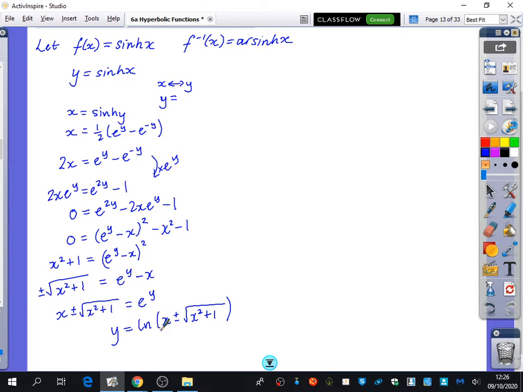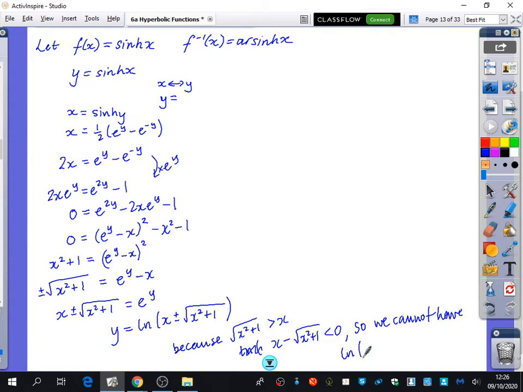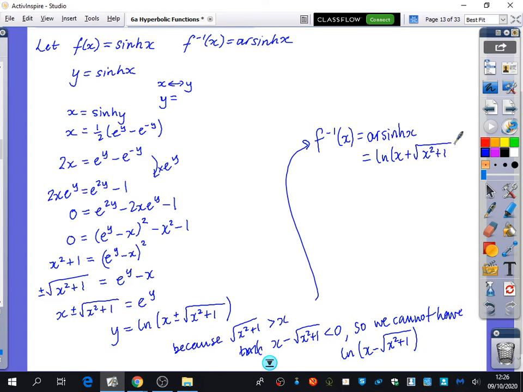So that is why. Because root x squared plus 1 is greater than x, x minus the square root of x squared plus 1 is less than 0. So we cannot have ln of x minus the square root of x squared plus 1, because you can't put negative values into the ln. So if I just finish up, therefore, the inverse function of sinh x is ln of x plus the square root of x squared plus 1.